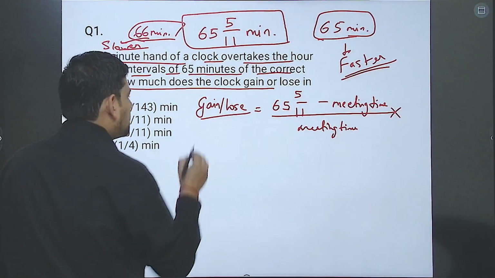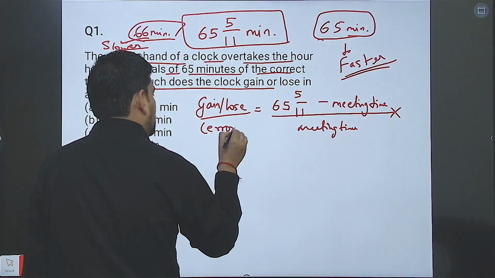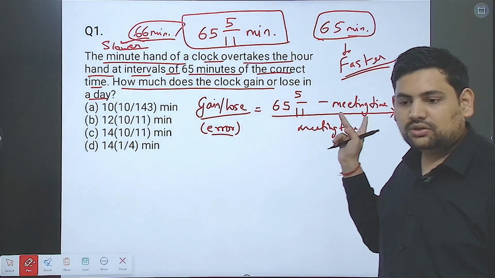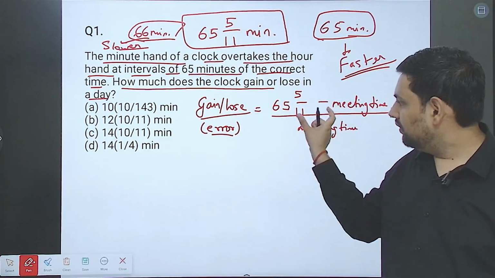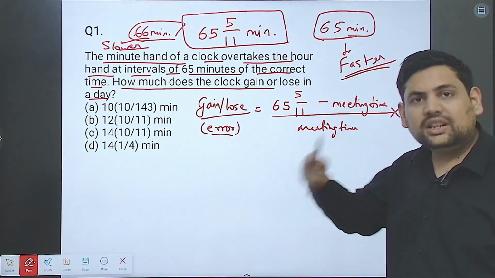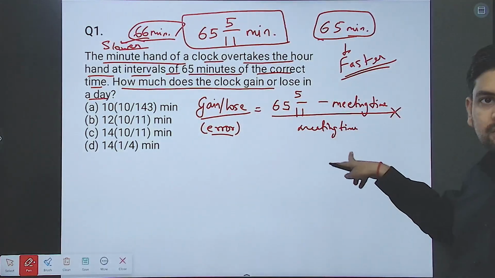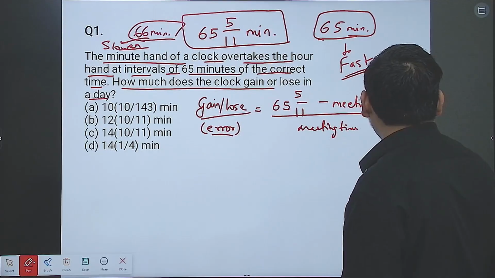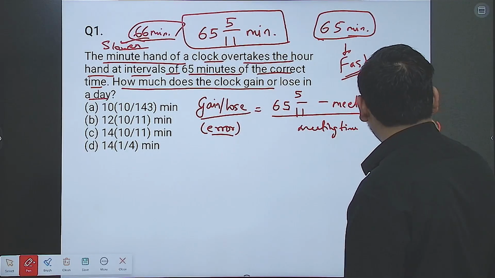Gain or loss is actually what? This is in a way the error, correct? So the error will be the difference between these two, but that is only for when they meet once. Now if they are meeting several times, then you divide it by the meeting time and multiply by the time interval, whatever time interval is given in the question.